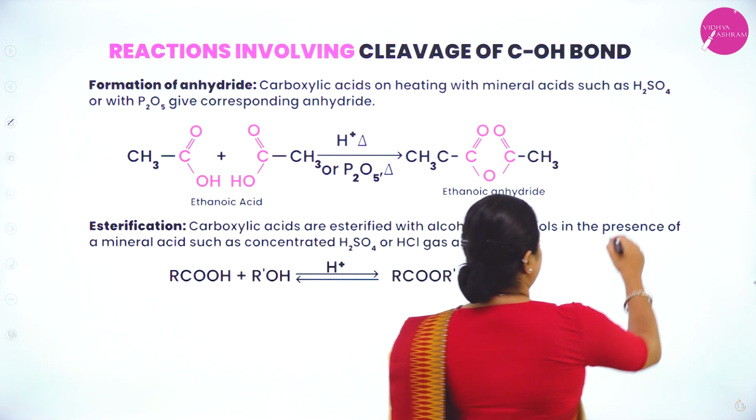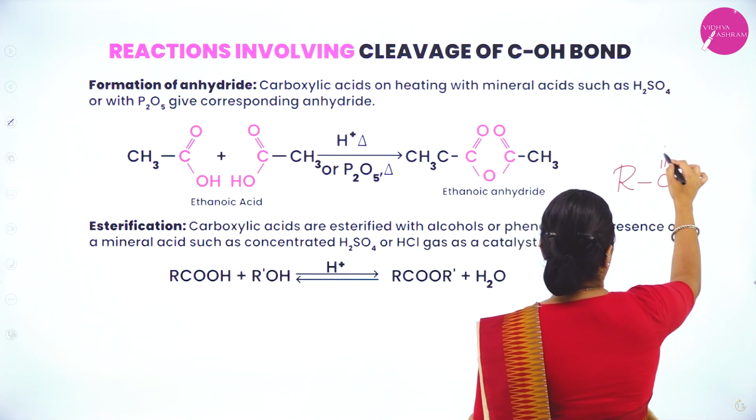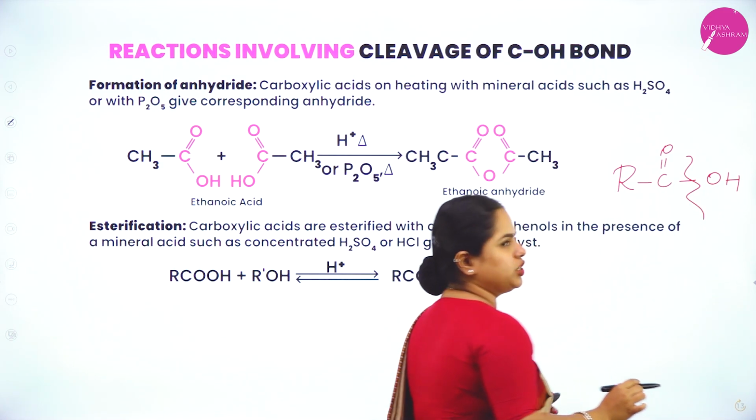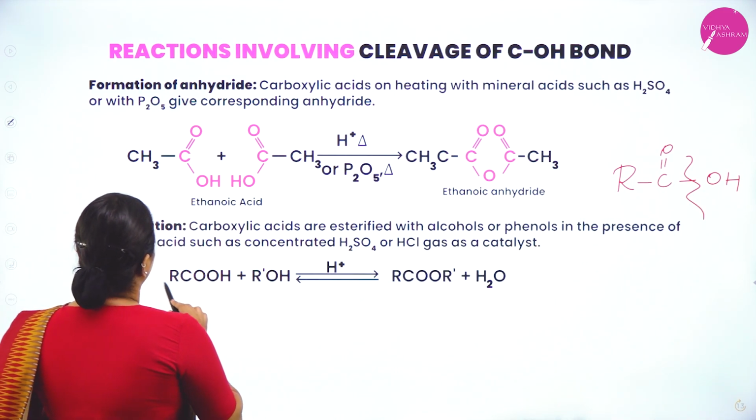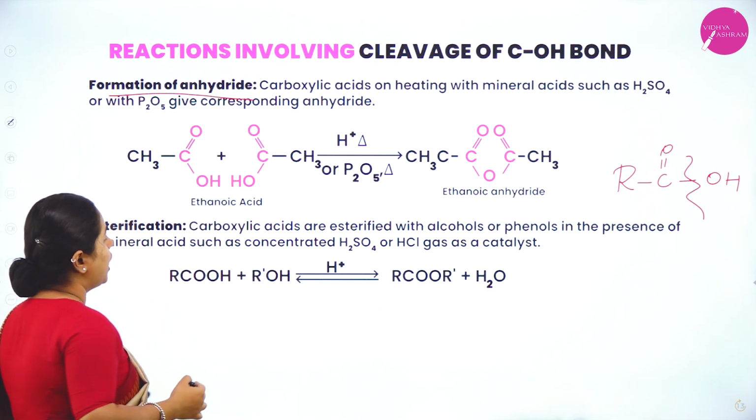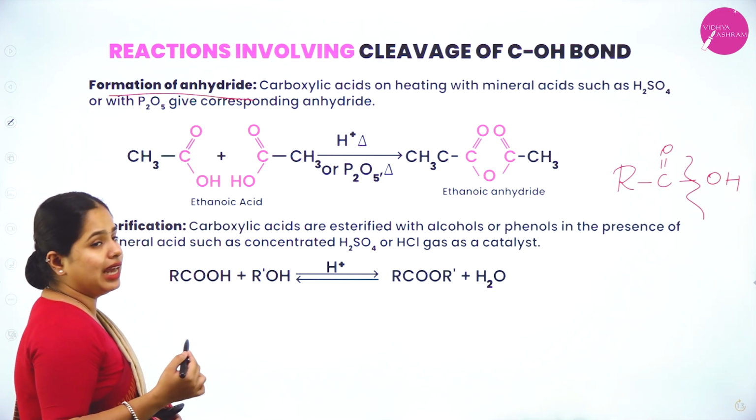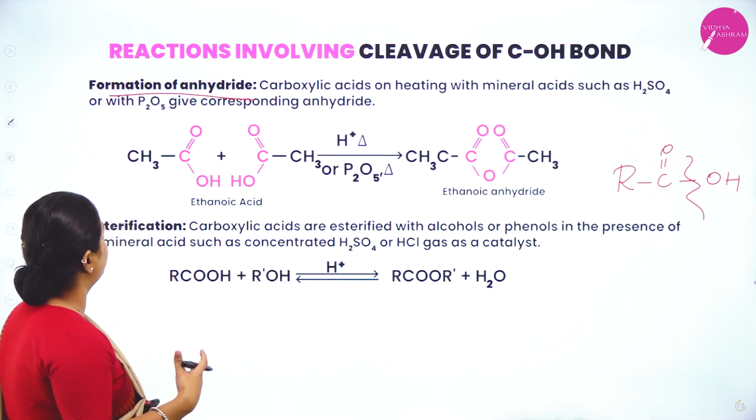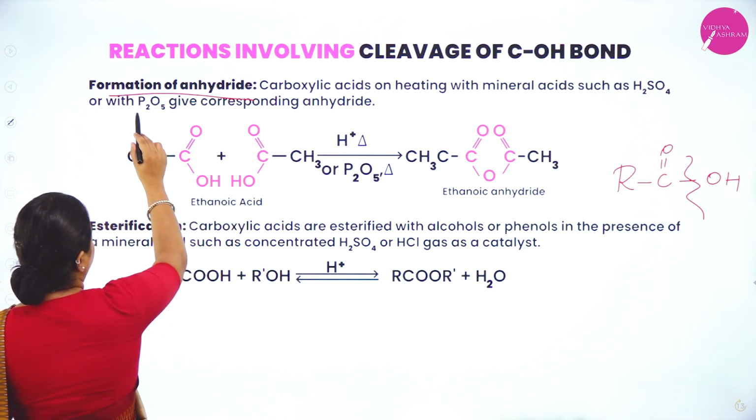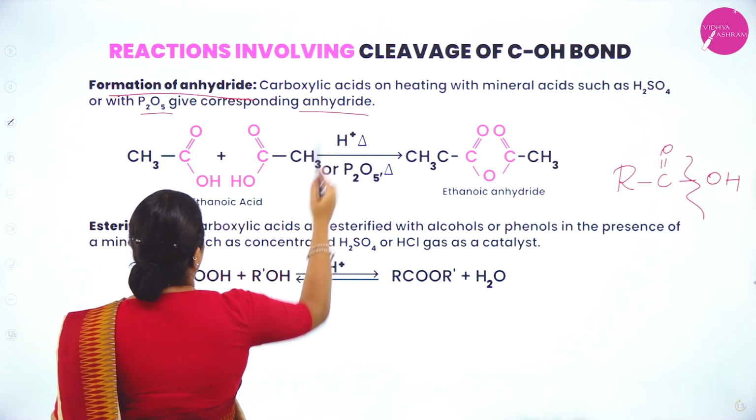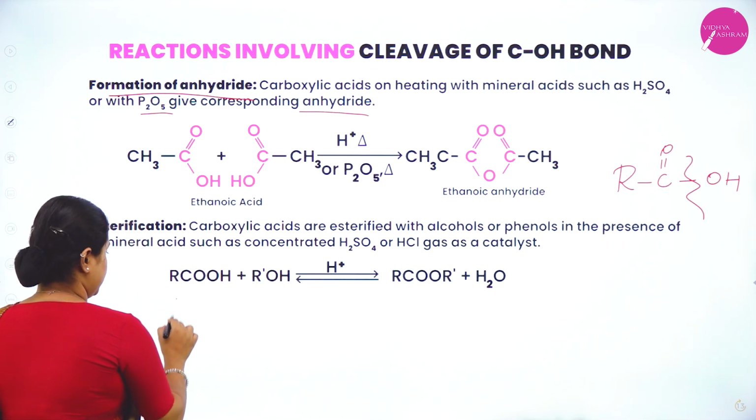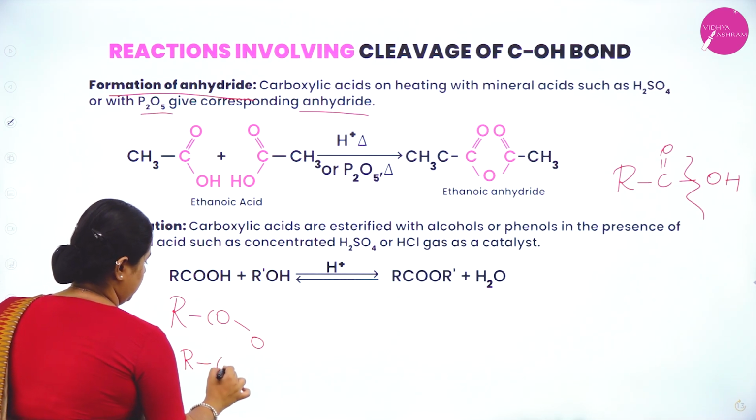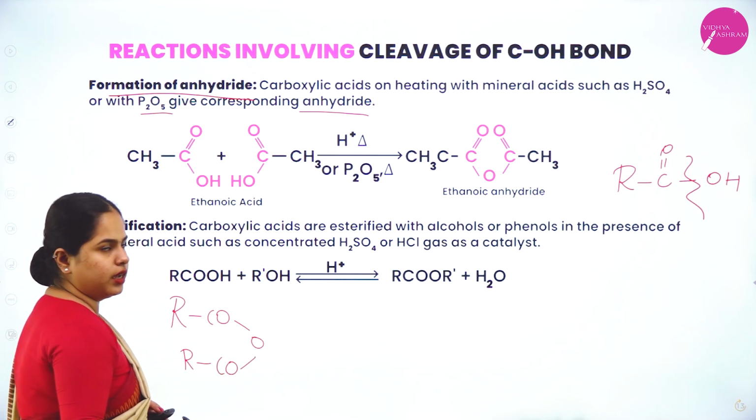Now, moving on to the next set of reactions, that is reactions involving cleavage of the carbon-oxygen-hydrogen bond. That is, again you have RC double bond OH. So, now there is going to be a breakage of this carbon-OH bond. Clear? Now, the formation of anhydride. Carboxylic acids on heating with mineral acids such as H2SO4 and H3PO4, or with P2O5, give the corresponding anhydride. Now, what is anhydride? First of all, it can be RCO. So, this is an example of an anhydride, right?